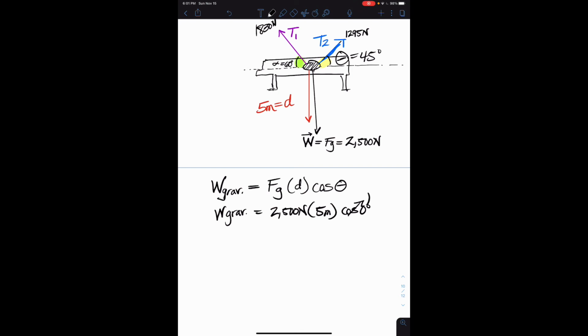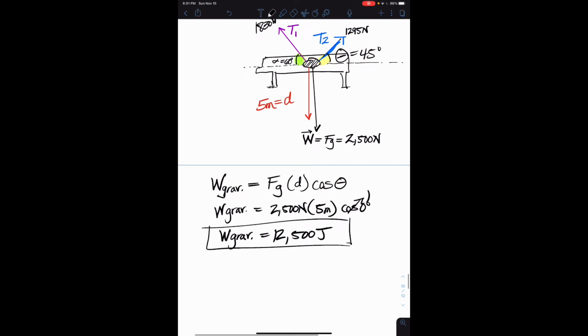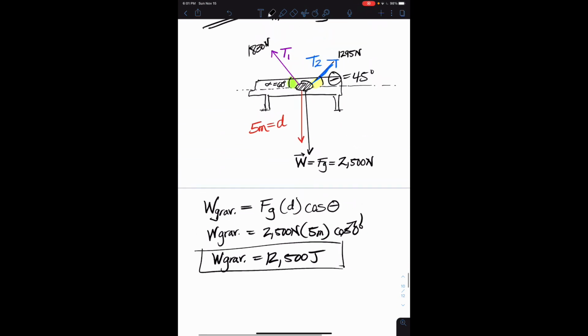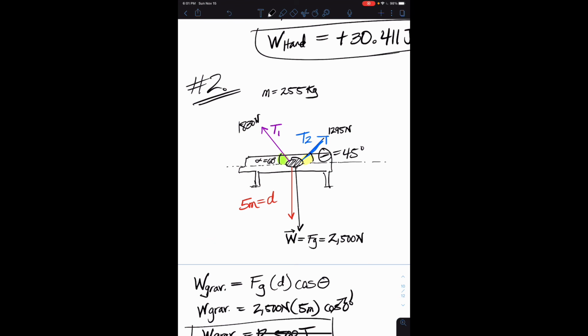5 times 2,500, what would that be? Would that be 12,500, I think? Yeah. All right, and this is going to be a positive value here. So we're good there. Now it's going to get a little trickier with these next two values.